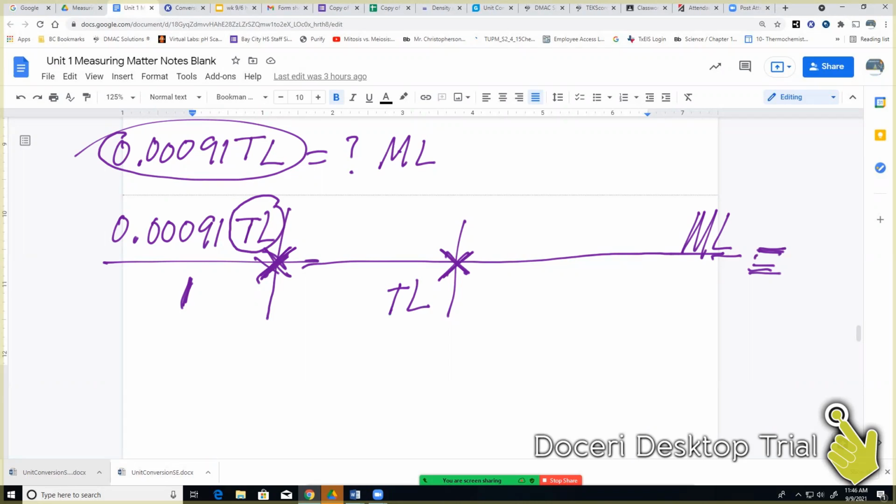Now I want to get from tetraliters and convert that to megaliters. Looking on your little number line with all your prefixes, is there anywhere on there that tells me that relationship? How many megaliters are in a tetraliter? They are outside, yes, but it doesn't tell me directly, right? So what do they have in common? What does tetraliter and megaliter have in common? Liter. So let's convert to liter first.